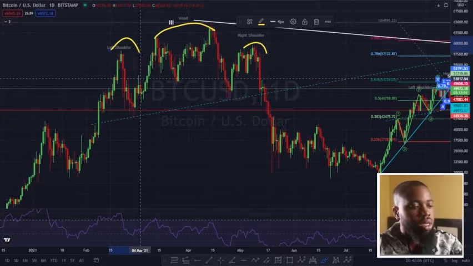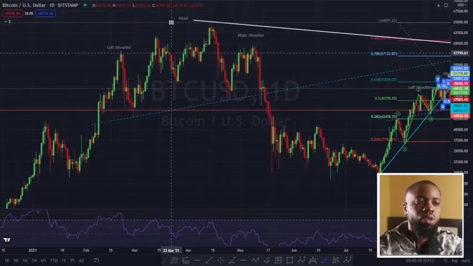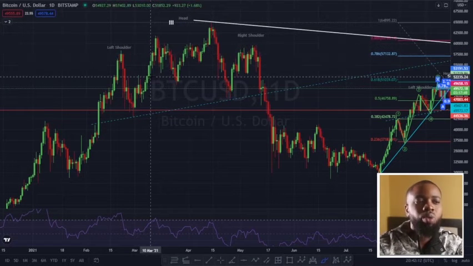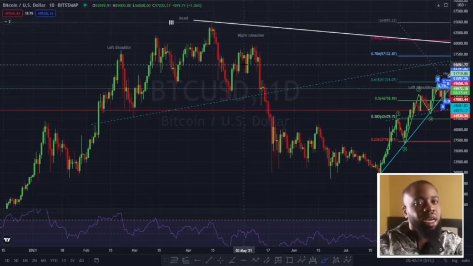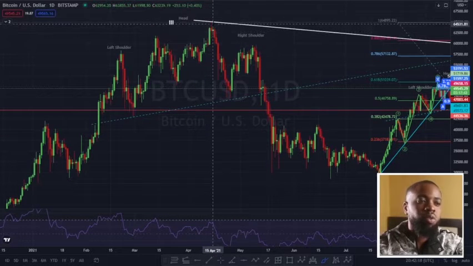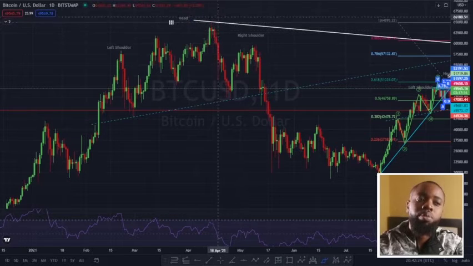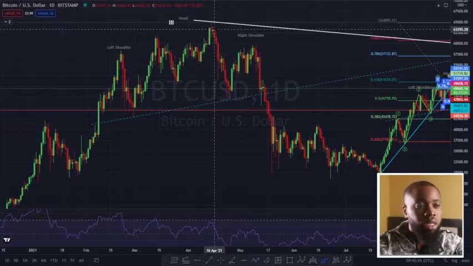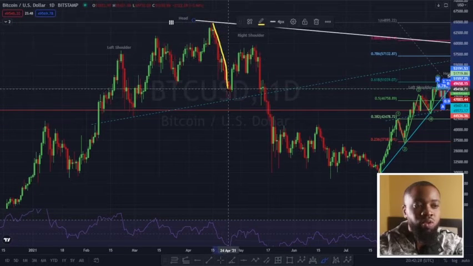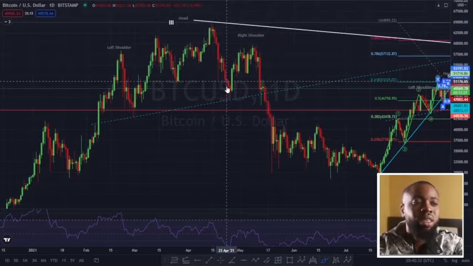Now let's do some basic calculations to know how we got each target. First of all, right from the termination of the harmonic pattern, we can predict our wave 1. The wave 1 is this move right here. This is our wave 1. So we can predict the targets of the wave 1.